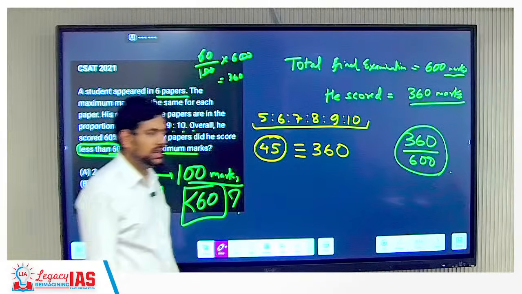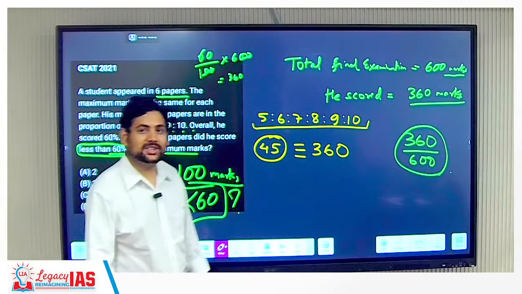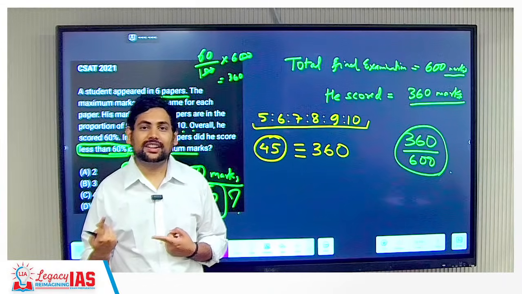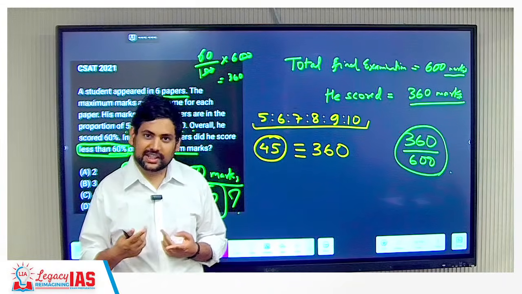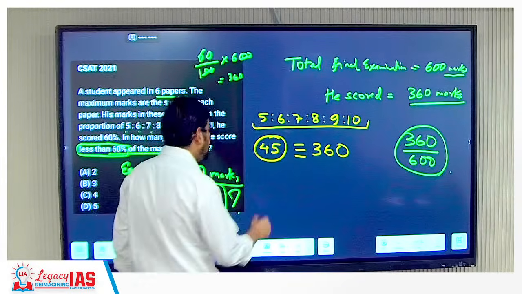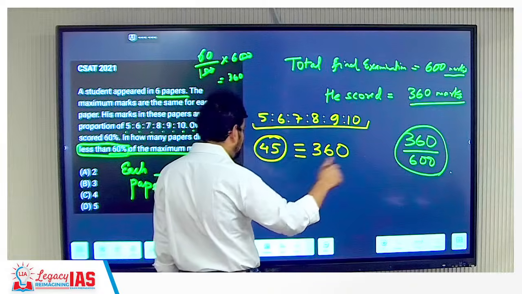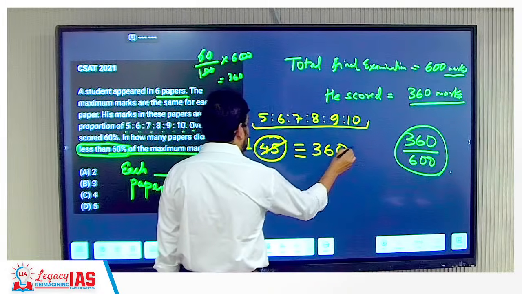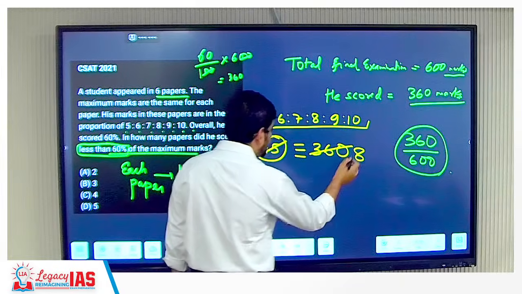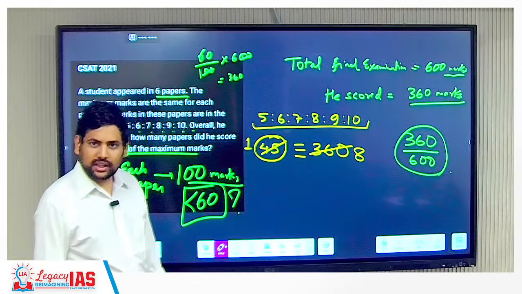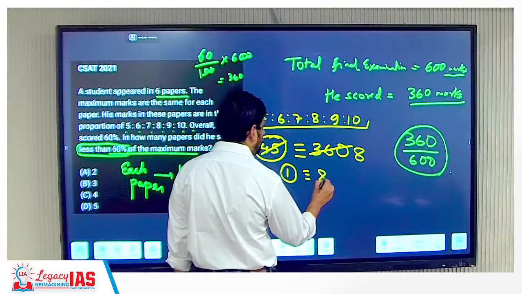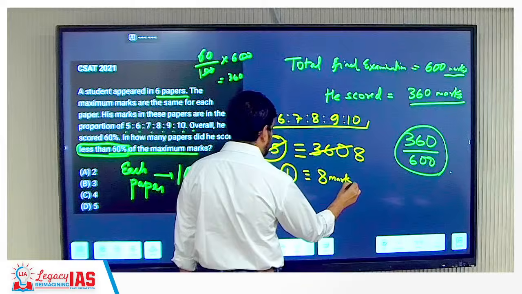He got 360 marks. How many times does 45 go into 360? 45 into 2 is 90, 90 into 4 is 360. Remember the angles, clocks. Okay, so how many times does this go? 45 and 360, you can cancel by 5 and then by 9. This is 1 time, and this goes 8 times. Correct? That means 1 ratio point is equivalent to 8 marks.